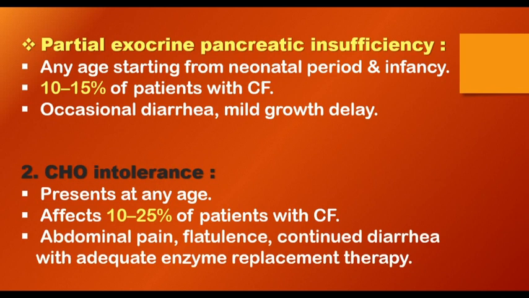And of course, if we talk about the manifestations, it's characterized by abdominal pain, flatulence, continued diarrhea. And which type of diarrhea in carbohydrate intolerance? Who can guess? Yes, osmotic diarrhea with adequate enzyme replacement therapy. What does this mean? Continued diarrhea with adequate enzyme replacement therapy. Because the problem is another part of cystic fibrosis as a digestive failure, not just carbohydrate intolerance. Because if it is just carbohydrate intolerance, the adequate enzyme replacement therapy will solve the problem.